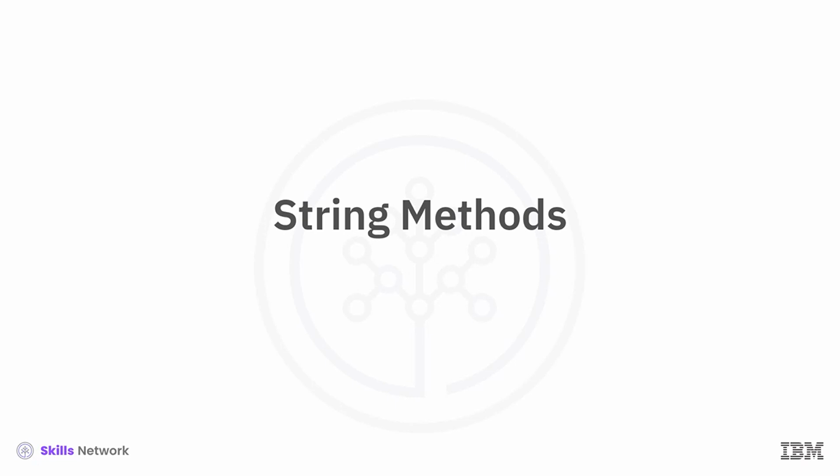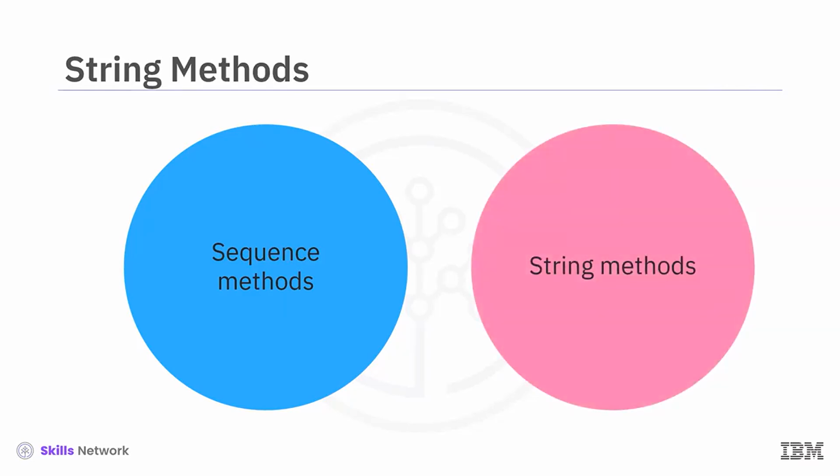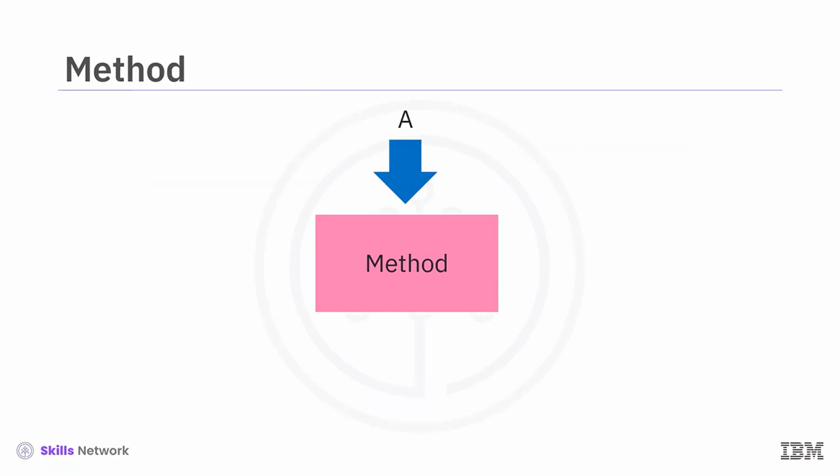Now let's take a look at string methods. Strings are sequences, and, as such, have methods that apply to lists and tuples. Strings also have a second set of methods that just work on strings. When we apply a method to the string A, we get a new string B that is different from A.